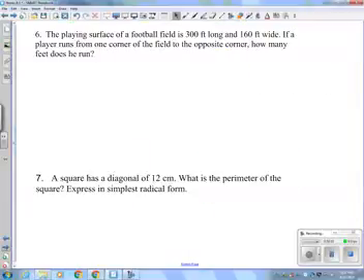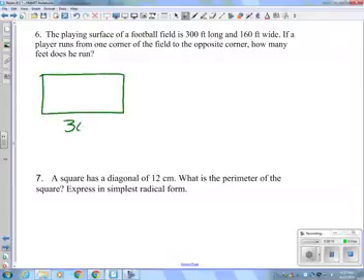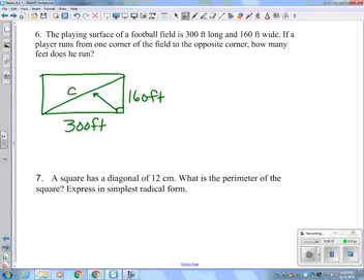So in our next question, it says we have a playing surface of a football field. It's 300 feet long and 160 feet wide. So let's draw our football field. So it's 300 feet on this side with 160 feet on this side. And the question says, if a player runs from one corner of the field to the opposite corner, which means he runs on this diagonal, how many feet does he run? So here's your right angle and your right triangle. So here is your side C again. So that means one of these is A and one of these is B.